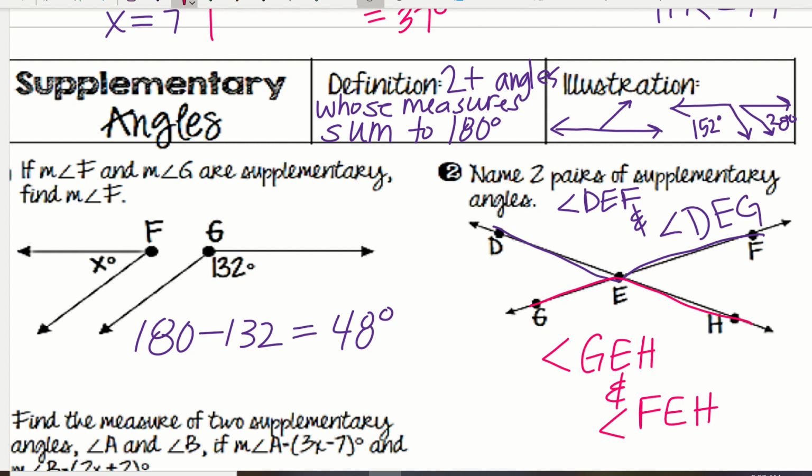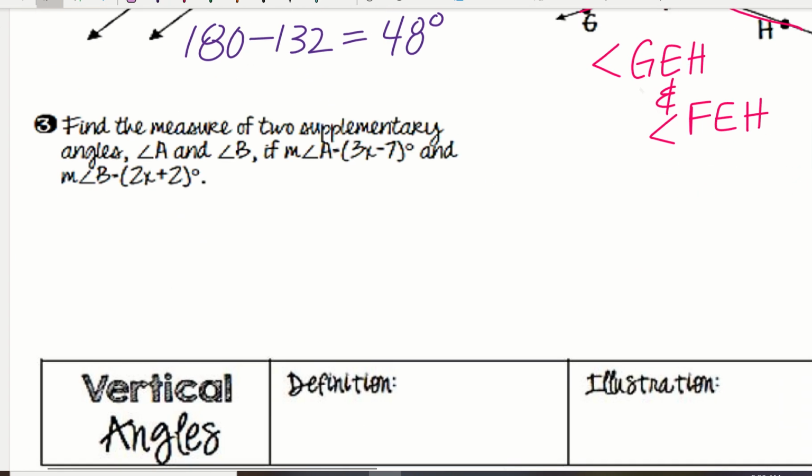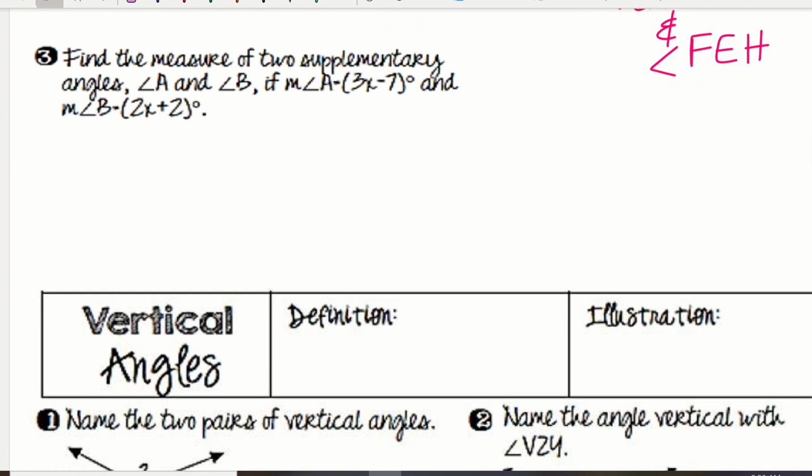I also want you to notice, so we did DEF and DEG. What about DEF and HEF? Do those work? Because DEH is a straight angle. Okay, so how about GEH and DEG? Do those work? Yes. Okay. So you could come up with 4 if you wanted to. If you want to write them all down, go for it.